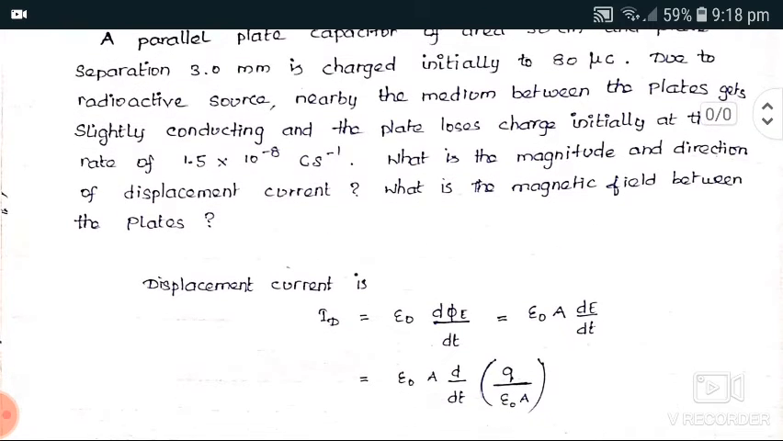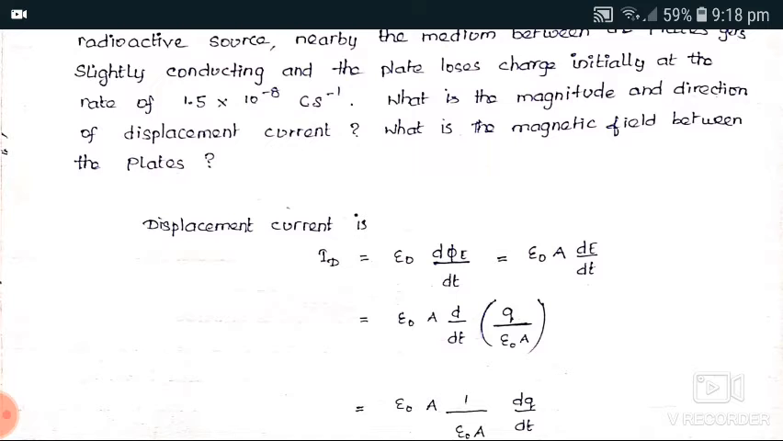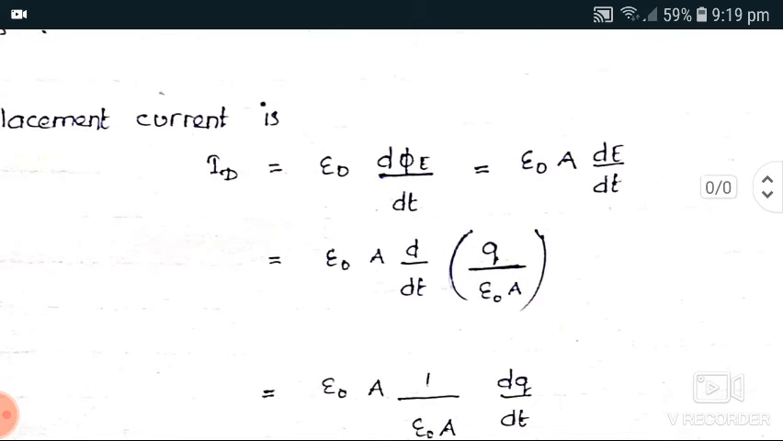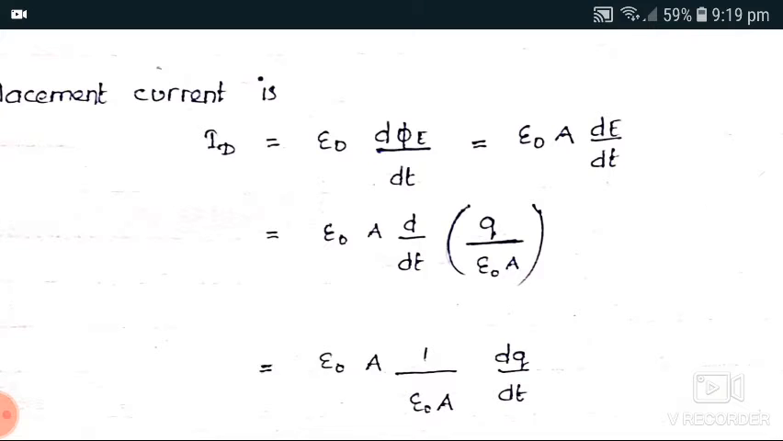So now we'll go for the answer. You know the formula for displacement current, that is I_D is equal to epsilon naught into d phi_E by dt. Phi_E is nothing but electric flux, that is E into A, area into electric field. Once you substitute phi_E is equal to E into A, we get epsilon naught into dE by dt, right? So the next step is epsilon naught into A and d by dt.